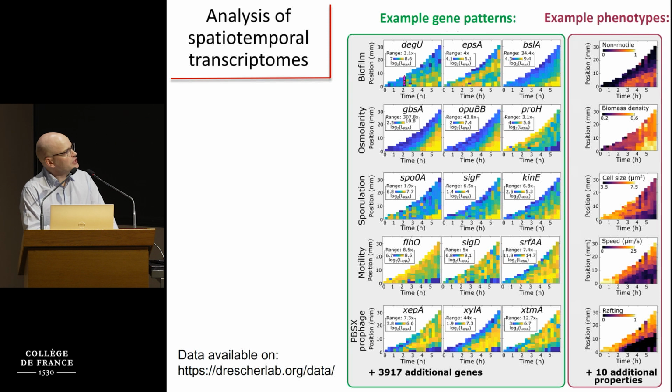And we have this at the gene expression level. For every gene, we measure around 4,100 out of the 4,300 genes of Bacillus that we can detect here. And we have this phenotypic data. So we have the microscopy information layer at the single cell resolution. And so we have these data here, for example, the fraction of non-motile cells, the biomass density, cellular size, and individual cell speed, and so on. And we can now try to build connections between the gene expression and the phenotypic information layer.